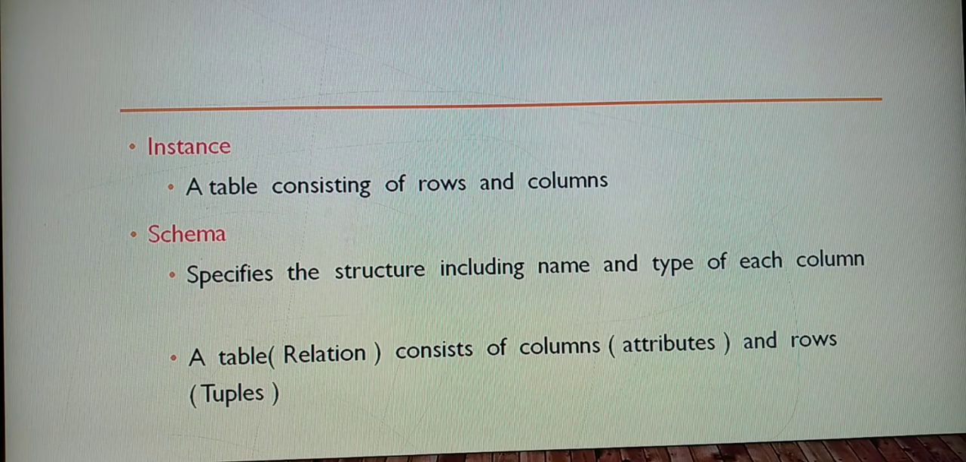In that structure, what will you be having? It includes the name and type of each column, so that you will be having under schema. The next is a table, which consists of columns and rows. A table can be called by the name relation, a column can be called by the name attributes, and a row can be called by the name tuples.